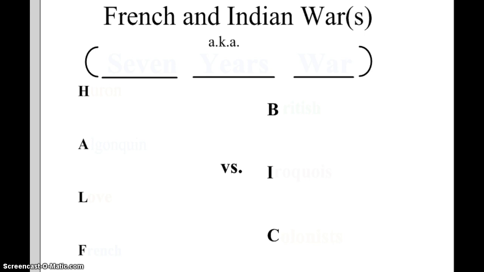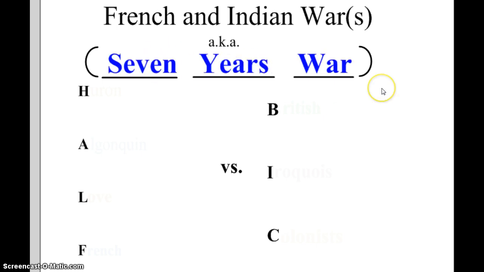We know that the first cause of the American Revolution was actually this thing called the French and Indian War, or wars. And it's also known by another name in Europe. Do you remember what that name was? In Europe, it was referred to as the 7 Years' War. So if you can remember both those names, you're off and running.